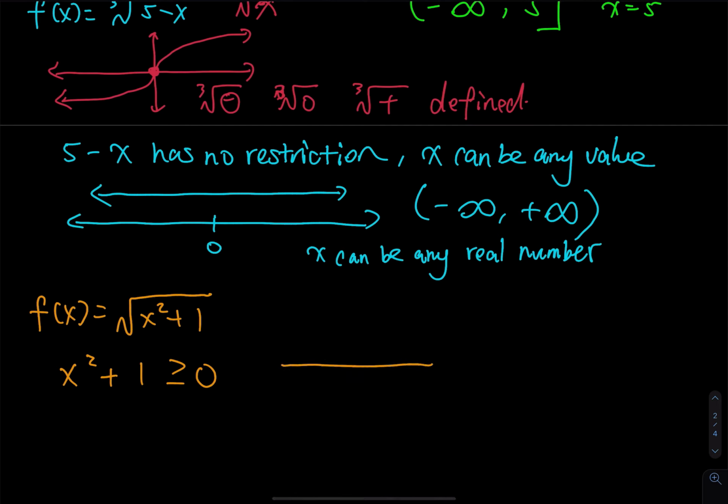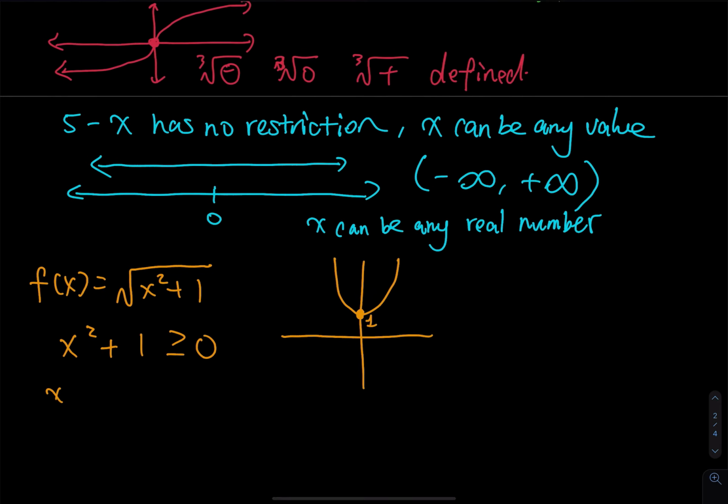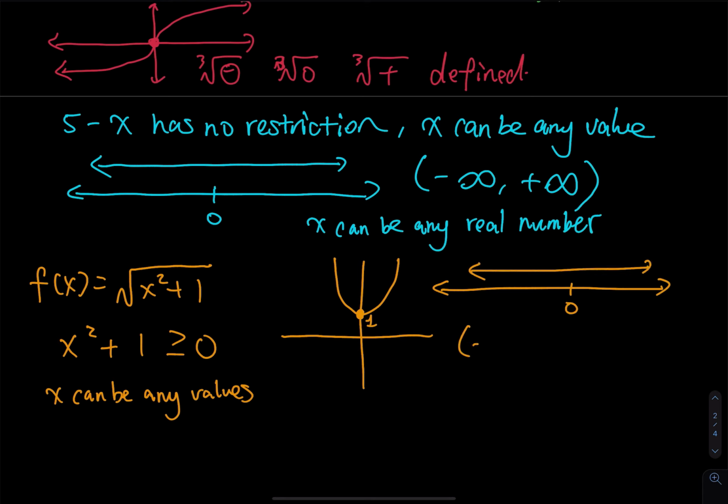If you want to graph x squared plus 1, that is a parabola, shifted 1 unit up at y equals 1. So this one, x squared plus 1 is always greater than 0 because the entire graph is above the x-axis. So this means x can be any value. And then this is the number line, 0, x can be anything you like. And then you go from negative infinity to positive infinity. So that means x can be any value or x can be any real number. Okay, moving on to the next one.